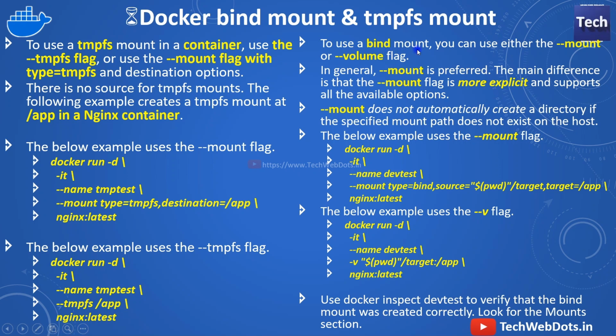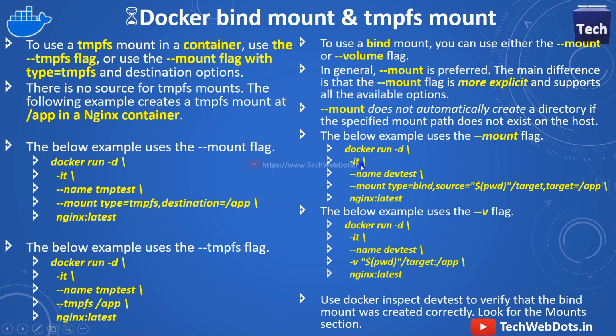To use a bind mount, you can either use the mount flag or you can use the volume flag. Volume we have already discussed in the previous session, so I will not give more focus to it in this session. In general, mount is preferred, and the main difference is that the mount flag is more explicit and supports all the available options. The mount flag does not automatically create a directory like the volume flag. If the specified mount path does not exist on the host, then it will give you an error.